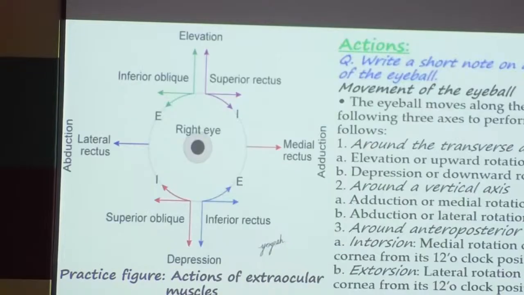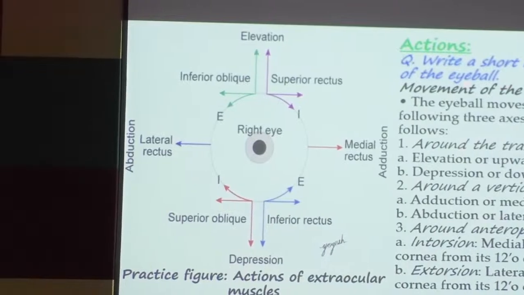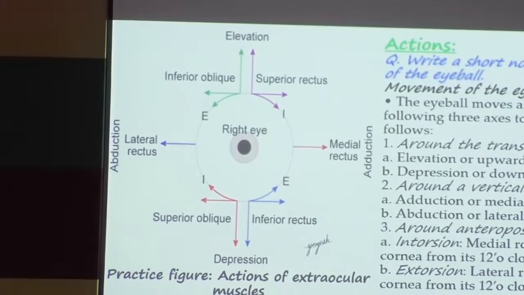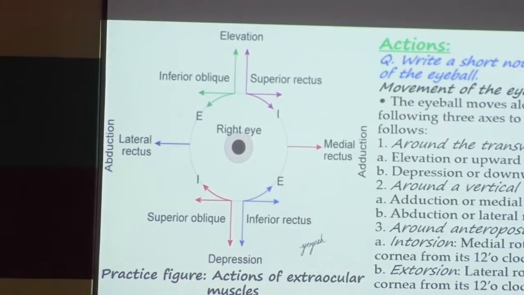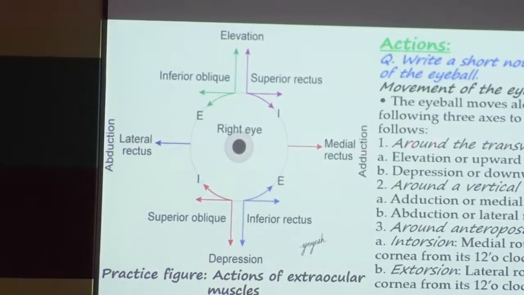And now what are the actions? Actions are very important. You have to test in your ophthalmology which muscle is paralyzed in your patient. So you have to know the action of all these muscles. The eyeball moves along the following 3 axes to perform as follows.